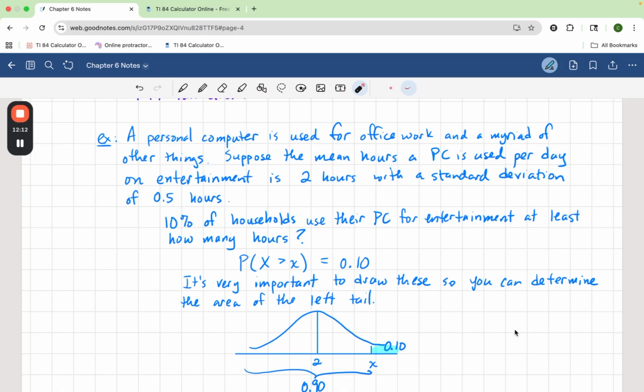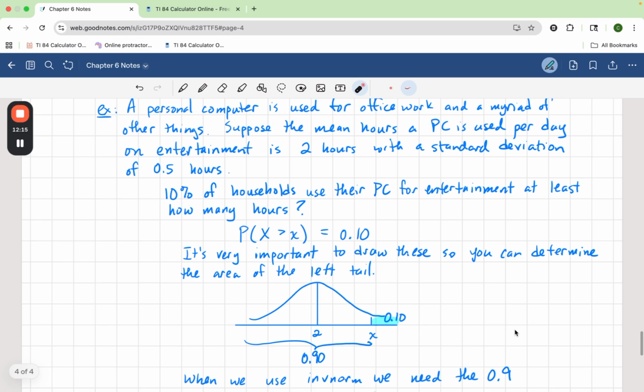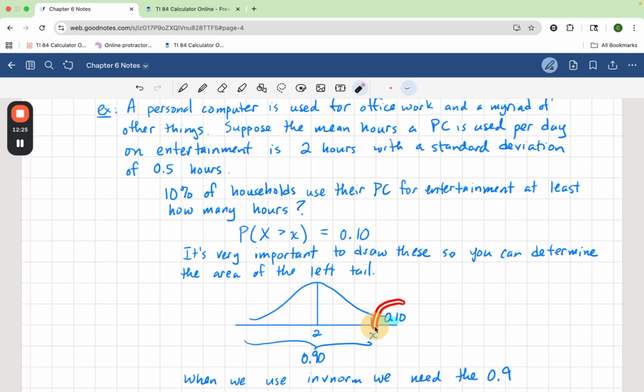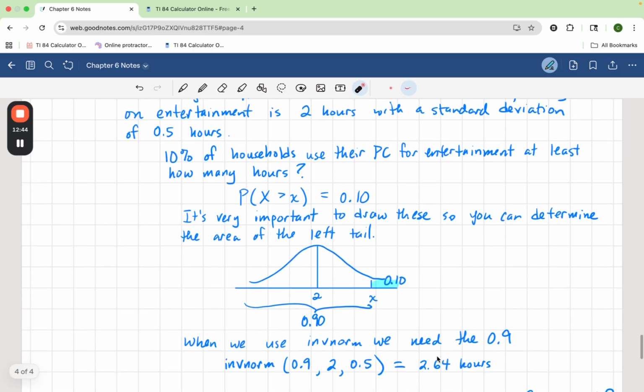So these, I am going to tell you that you should definitely draw these. All right? It's a greater than, so it's a right tail area right here. So I draw it, and I find the area on the right tail is 0.10. So remembering that the whole area under the curve adds up to 1, that's going to mean the area between negative infinity and that x value has to be 1 minus 0.1 or 0.9. Okay? So we're going to have to use the 0.9 when we do inverse norm.